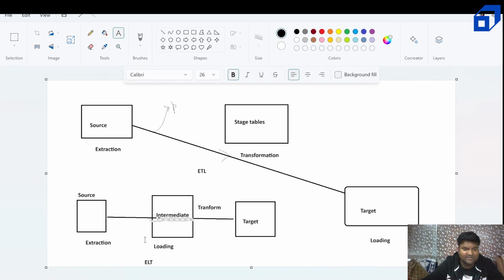So this process saves a lot of compute, a lot of infrastructure and money for the company. That's why the ELT process is very widely used in the market. So I hope you have understood the difference between ETL and ELT: extraction, transformation, loading; extraction, loading and transformation.